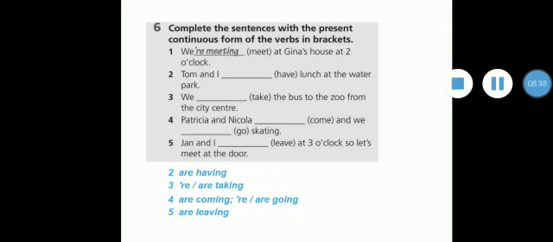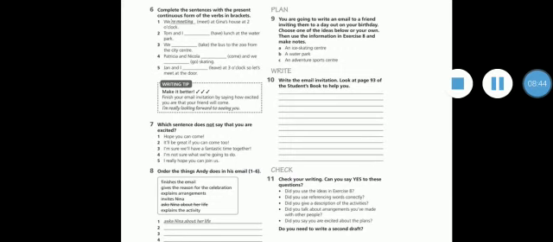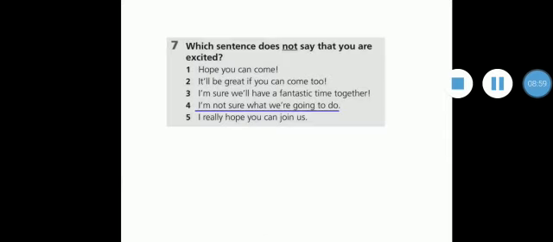Because you're inviting a person to an occasion or to an event, you have to show that you are excited about the event. I'm really looking forward to seeing you. This shows that you are excited about the event. The question about this idea, which sentence doesn't say that you are excited? Hope you can come. It will be great if you can come too. I'm sure we will have a fantastic time together. I'm not sure what we are going to do. I really hope you can join us. So sentence number four doesn't show that you are excited about the celebration or the occasion.